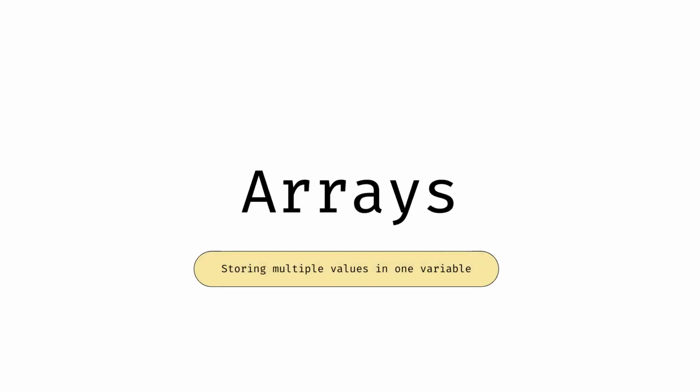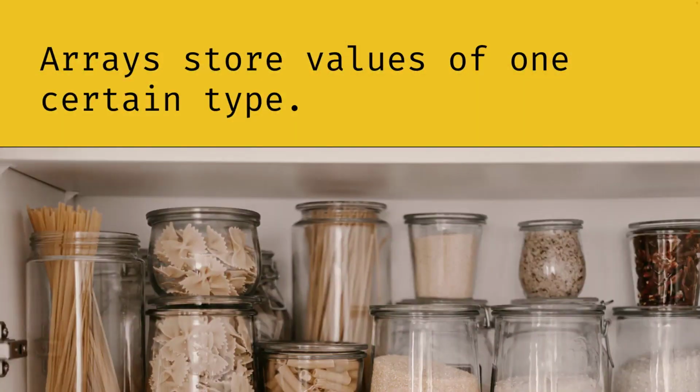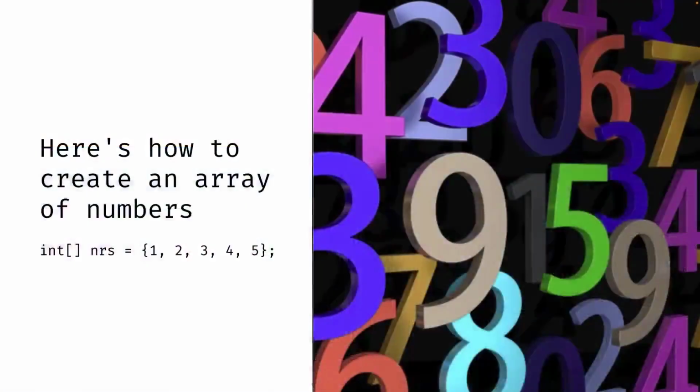Arrays are used to store multiple values in one variable. Arrays are storing values of a certain type. So let's say we'd like to store the numbers 1 to 5. Here's how we would do that.